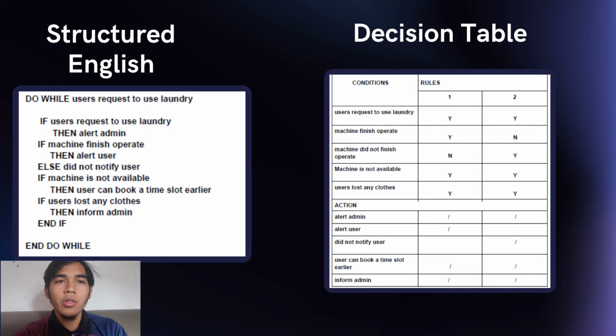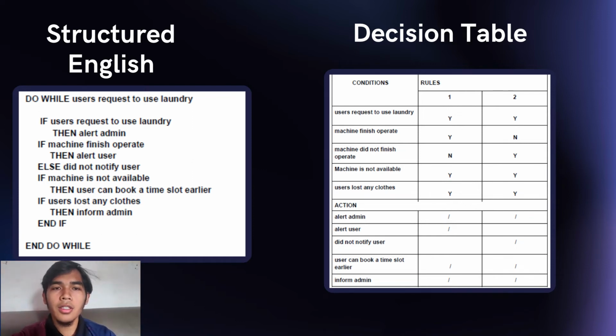Okay, firstly, we construct the structured English. Do while user request to use laundry. If user request to use laundry, then alert admin. If the machine finish operate, then alert user. Else did not notify user. If the machine is not available, then user can book a time slot earlier. If user lost any clothes, then alert admin. And if and do while. That's all for structured English.